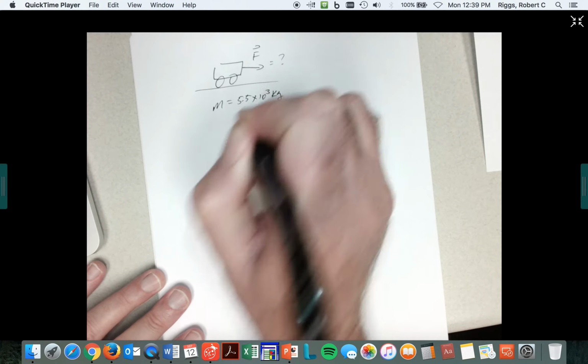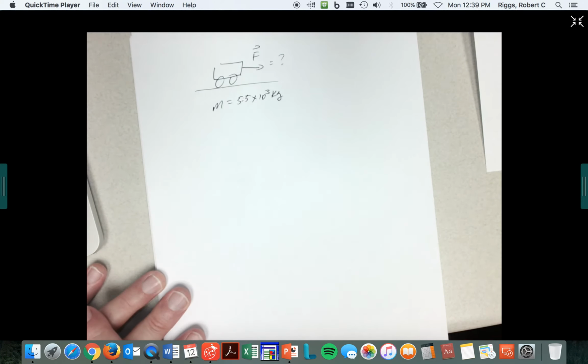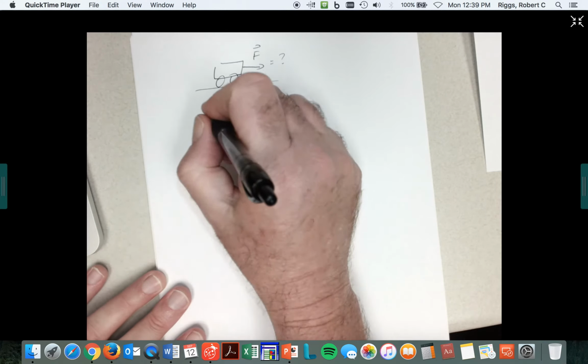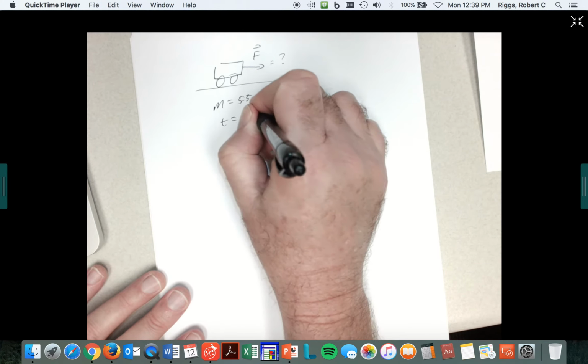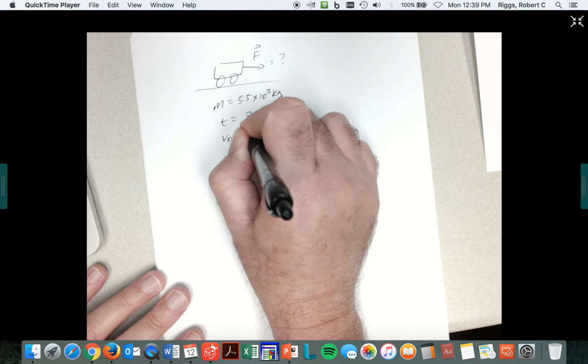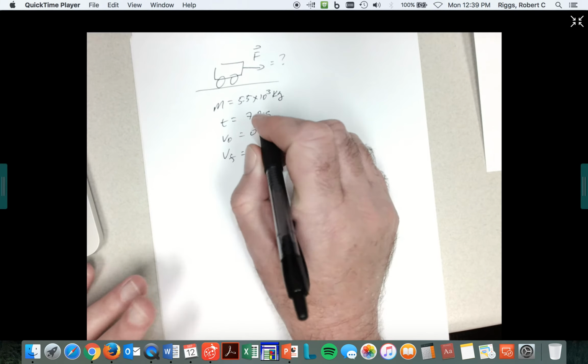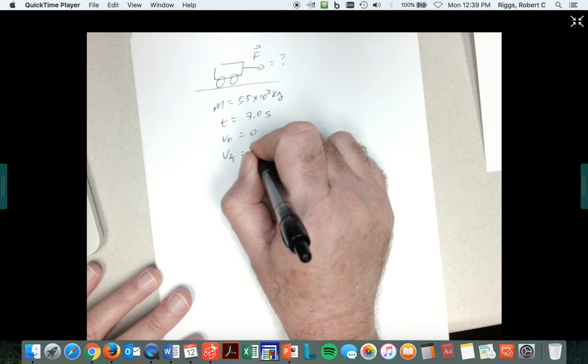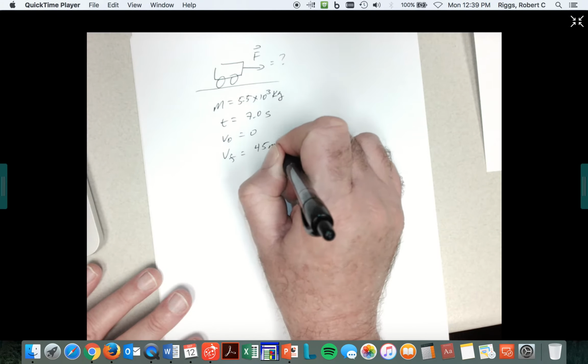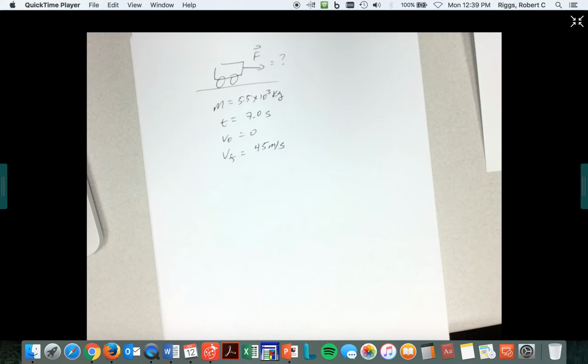All right. And we know that the time it took was 7 seconds. The initial velocity is 0, and the final velocity is 45 meters per second, which is very, very close to 100 miles an hour. It is. All right. Wow, that's really, really fast. You know, I'm sure if it's Disney, it's very safe.